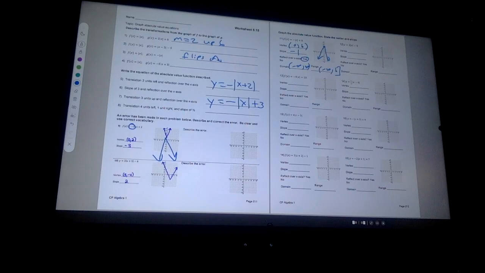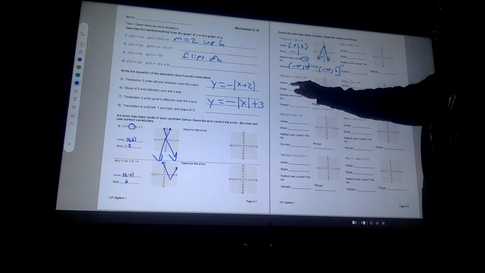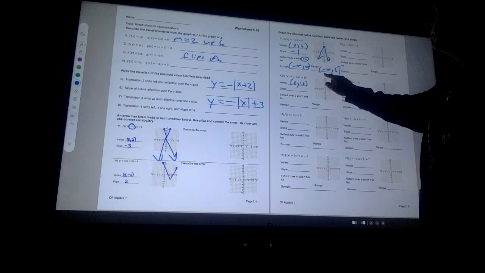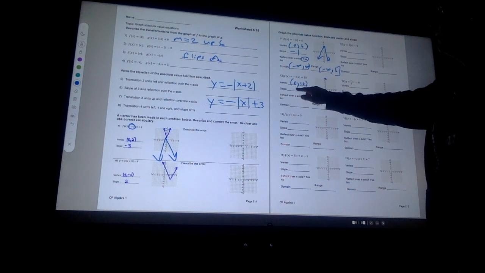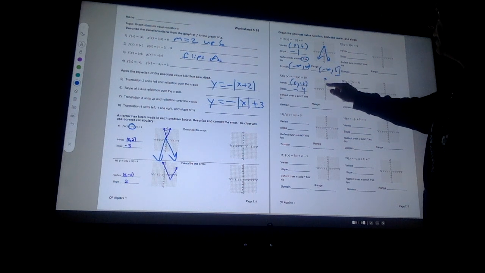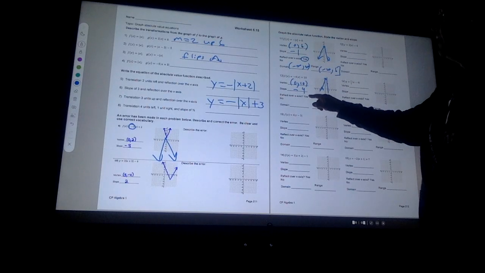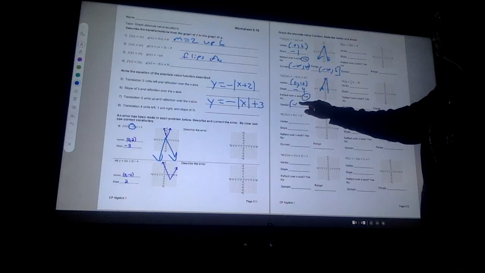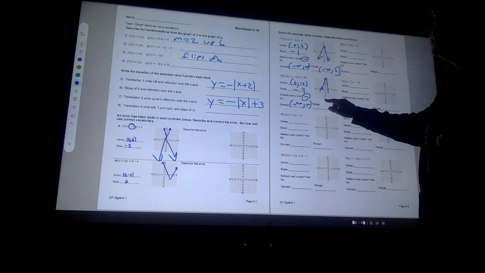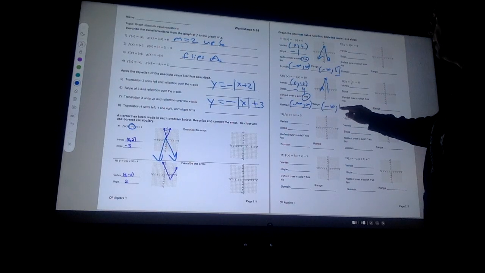Number 13, our vertex is at 0, 10. Up here. It has a slope of negative 4, so I'm going to go down 4, right 1, left 1, so it's going to be pretty steep. Reflect over the x-axis, yes. Domain, negative to positive infinity. Range, negative infinity to 10.